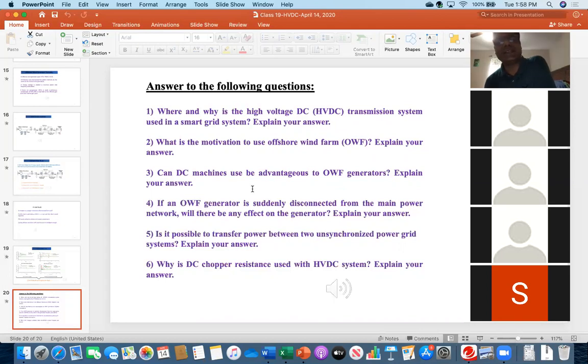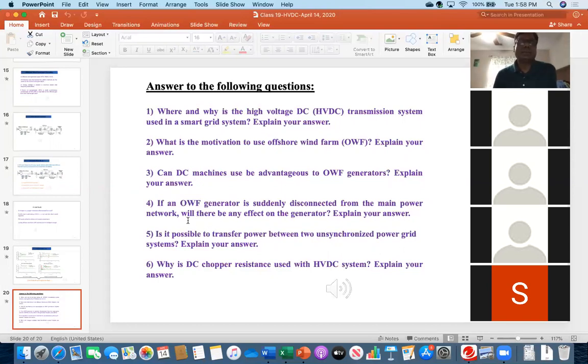So once again, ultimately we are converting from AC into DC, and that we are applying on the HVDC system. That's why the DC machine is helping you, because directly you are getting DC, but because it produces low voltage, you just need to boost the DC voltage with the help of a DC to DC boost converter. Then it is beneficial.